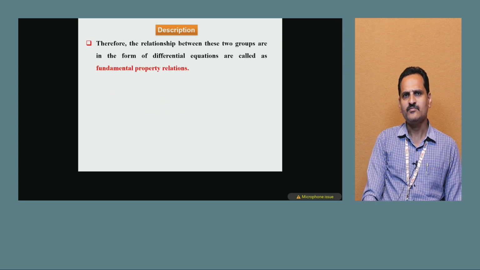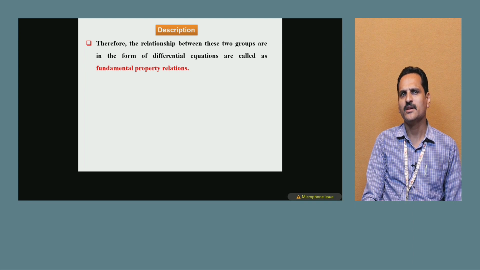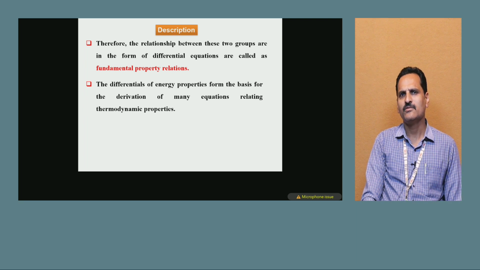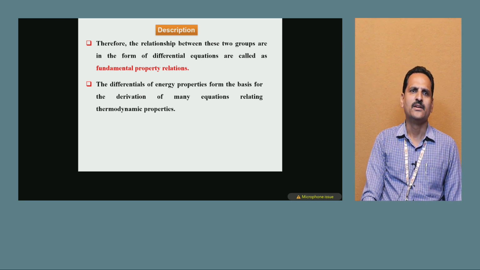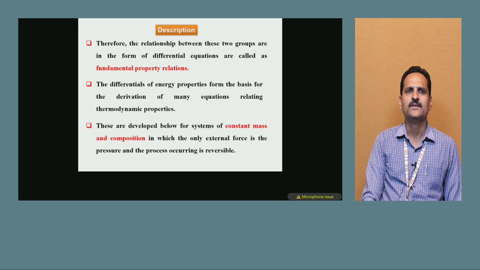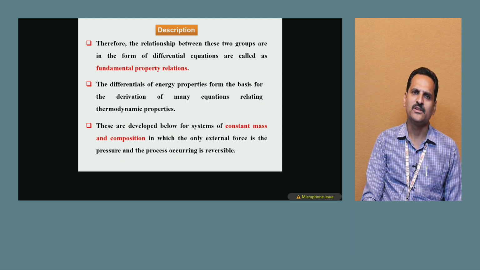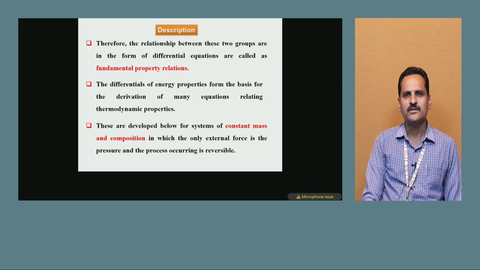So if we develop the relationship between these two groups, that means measurable quantities and unmeasurable quantities, in the form of differential equations, they are called fundamental property relations or fundamental property equations. These are the differential forms of these four properties relating to the natural variables or thermodynamic properties. These equations are developed under constant mass and constant composition of a defined thermodynamic system.